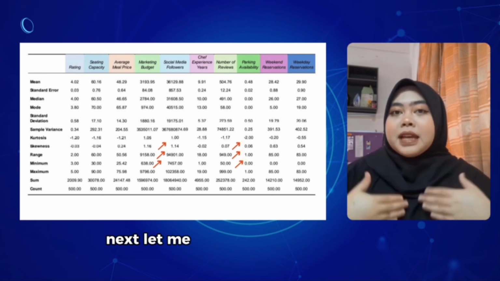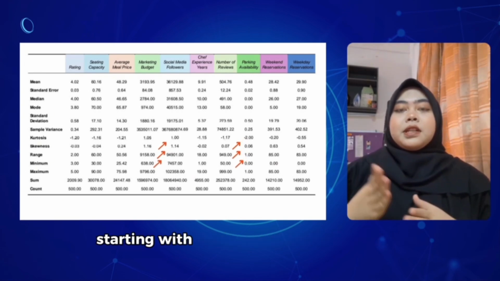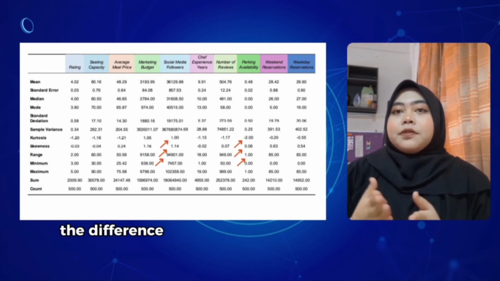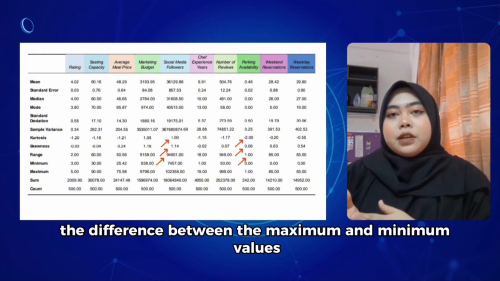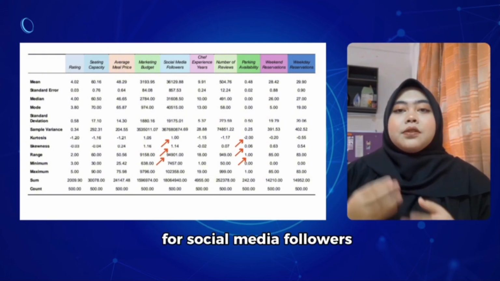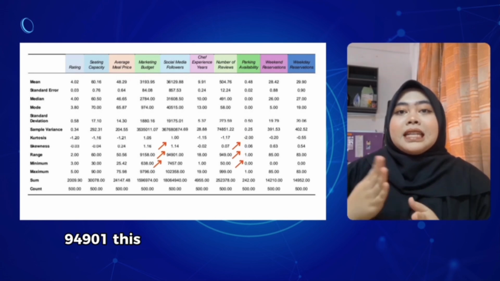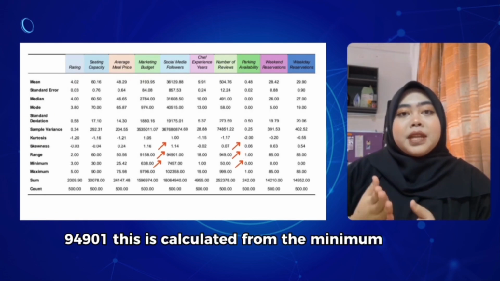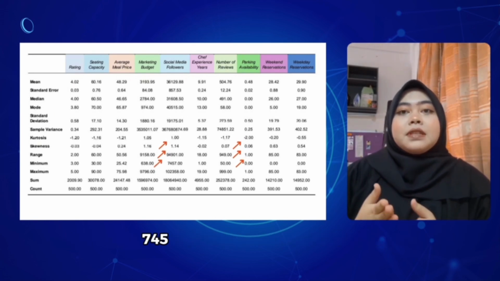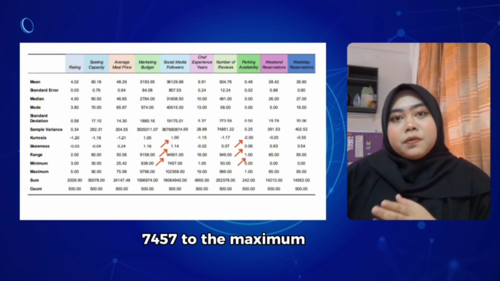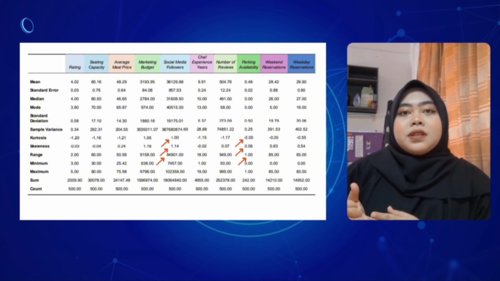Okay, next, let me explain the remaining points starting with the range. The range measures the difference between the maximum and minimum values. For social media followers, the range is the highest with a difference of 94901. This is calculated from the minimum value of 7457 to the maximum value of 102358.